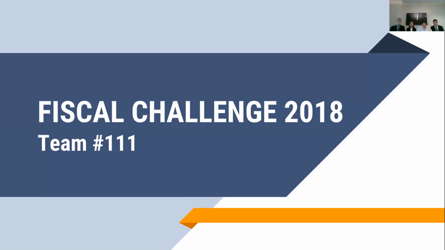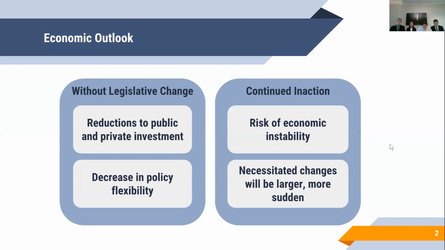Hello, and thank you for your attention. The following is our team's policy presentation for the 2018 College Fiscal Challenge. To begin, we will examine the United States economic outlook. The U.S. debt to GDP ratio is projected to be 150% in 2047. Long-term national debt in the U.S. has negative consequences for our economy that will only become more extreme without policy change.